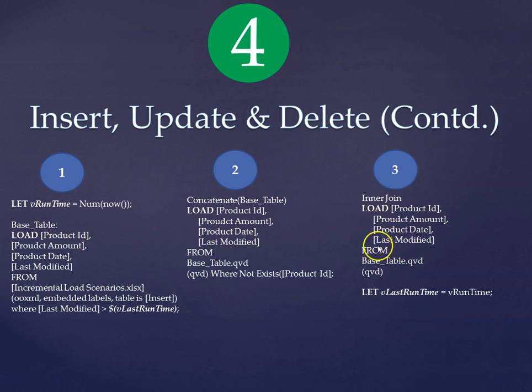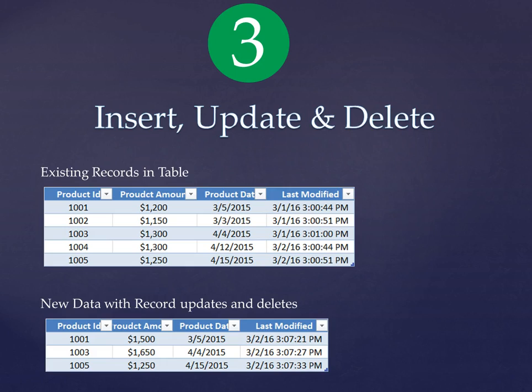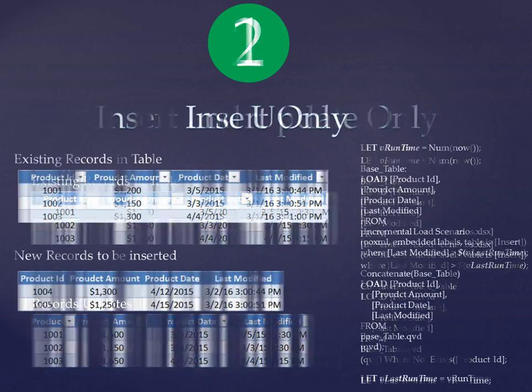In that way, whatever earlier records were available in the QVD get removed because of the changes from the main table or the source table. So with this inner join, your delete operations also get performed along with insert and update. So that's how you can perform these 3 operations, and this is just one way by which you can do all of this.